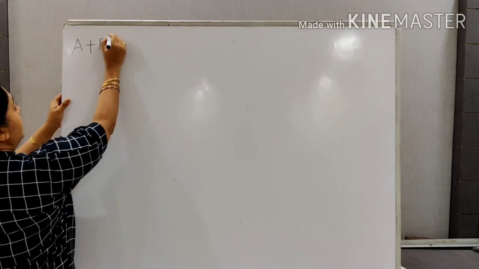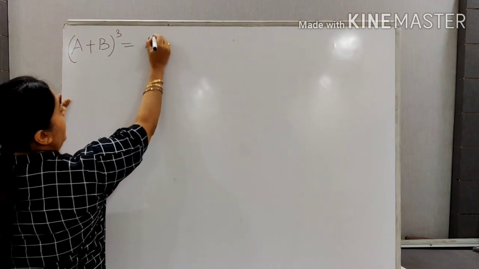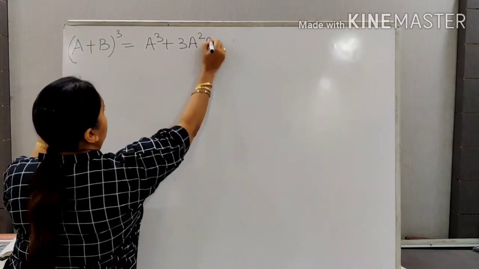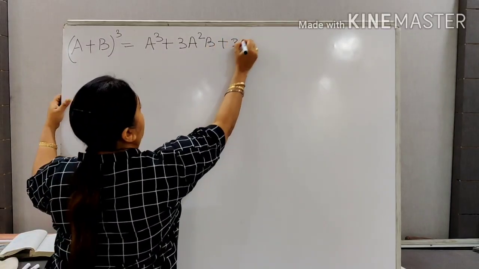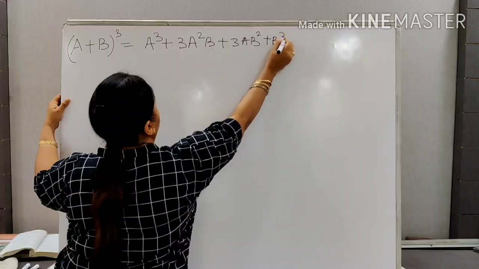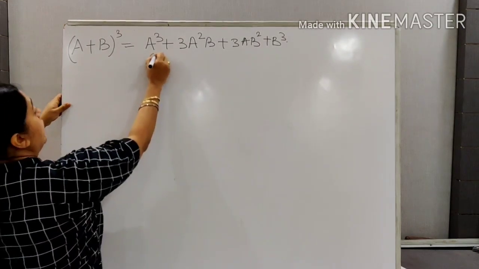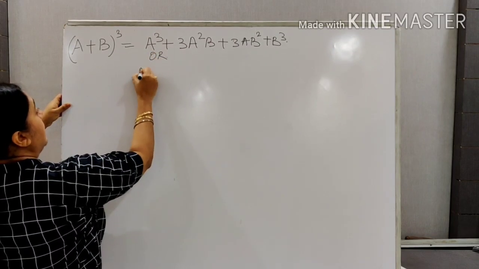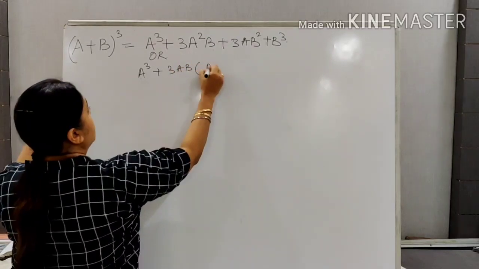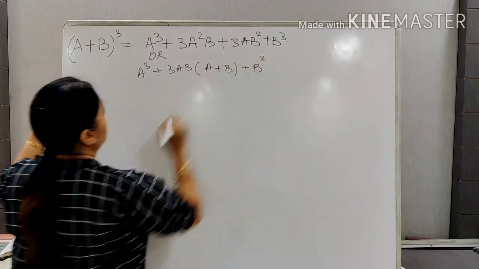See, whenever we are doing (a plus b) whole cube, it is equal to a cube plus 3a square b plus 3ab square plus b cube, right? Whenever we are doing (a plus b) whole cube, इसको एक और फॉर्म में भी हम लिख सकते हैं. It can be a cube plus 3ab(a plus b), ये combined form है, plus b cube.